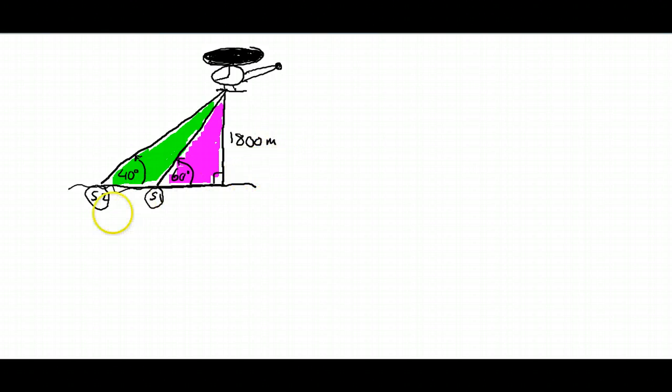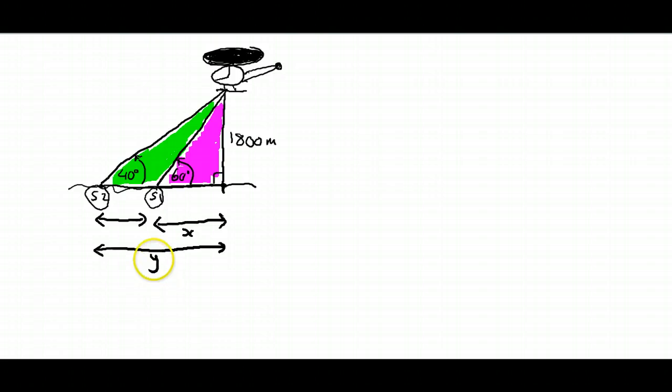Now we want to know the distance between the two people, the distance from S1 to S2. The way to work that out is to find the distance from this point here to S1. That distance is called X. Then we've got to find this bigger distance along the base of the green triangle from S2 to here. Let's call that distance Y. The gap between the two survivors is the difference between X and Y, so we can find that by doing Y minus X. That's going to equal the gap.